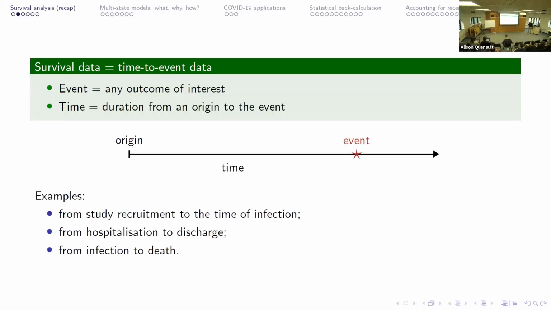So a very simple figure here. This is probably too basic really, but we've got an origin, we've got an event, and we've got the time that takes place somewhere in between. Some examples that we might look at in infectious disease studies are from, say, a study recruitment to an infection occurring, from hospitalization to discharge, from infection to death. So these are some examples.